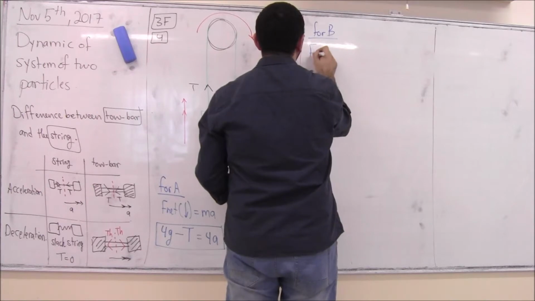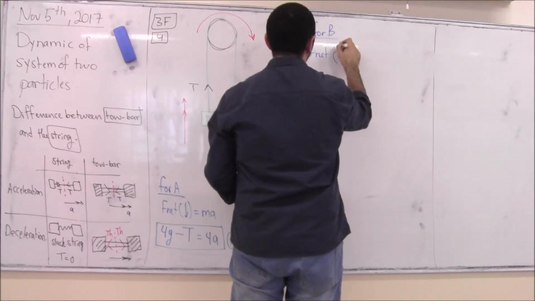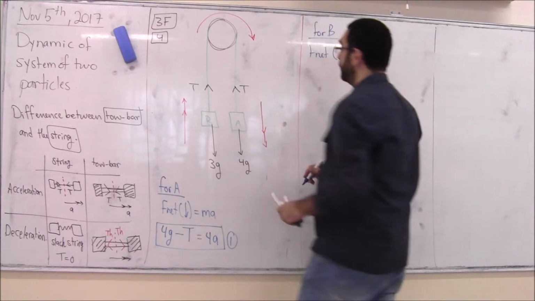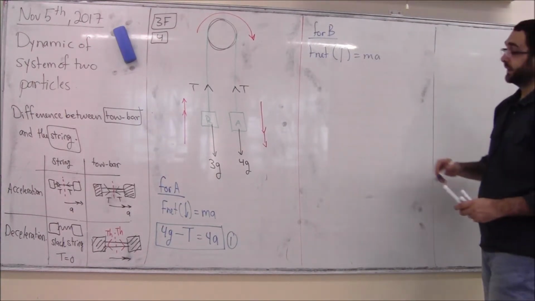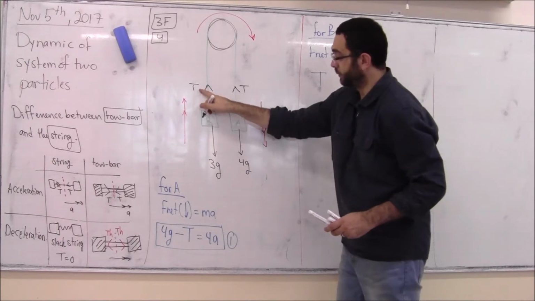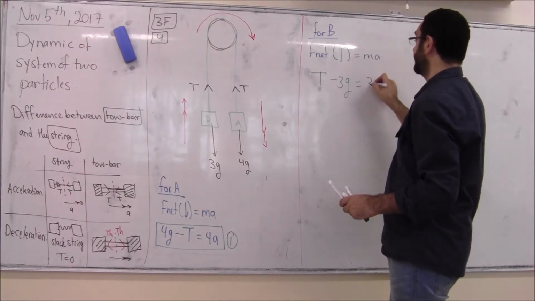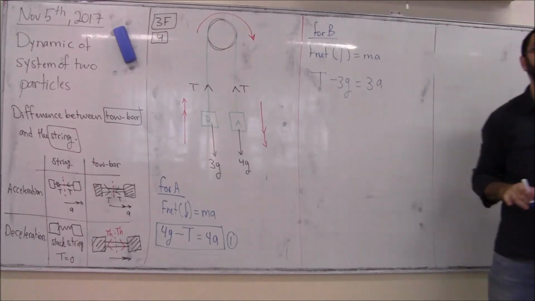Now for B, F net upward equals MA. F net upward is T upward minus 3G equals 3 times A.